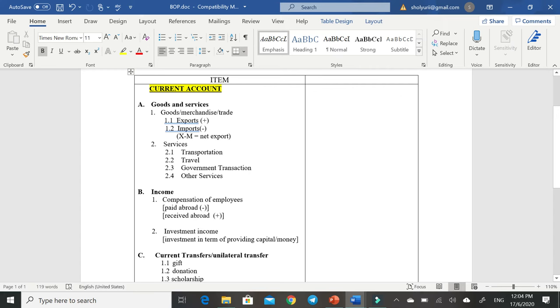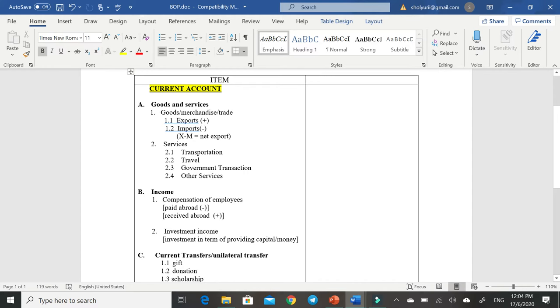While services, other types of services yang available, which is too many lah, banyak sangat. Kita nak classify, nak list down everything tu is very impossible. This is among the ones yang biasa dikeluarkan dalam soalan lah: transportation, travel, government transaction, other services. So macam mana nak record ni, which one is positive, which one is negative?